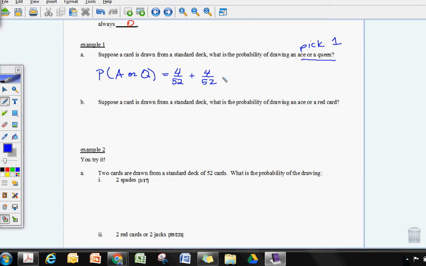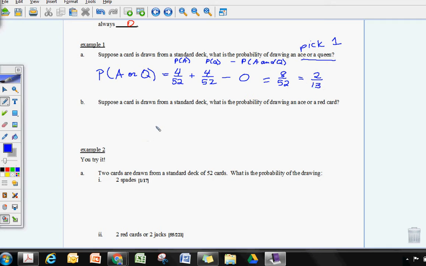Now, this is the probability that it's an ace, and this is the probability that it's a queen. And I basically need to subtract off the probability of anything that's both an ace and a queen at the same time. There are no cards that are aces and queens, so this is a 0. We would add those together, and that would give me 8 out of 52, which I can reduce down to 2 out of 13. So your calculator is going to come in handy again.